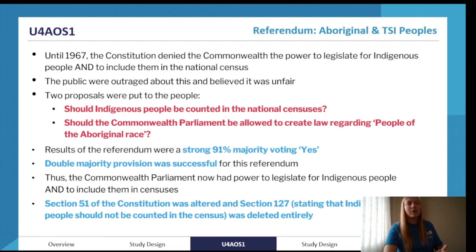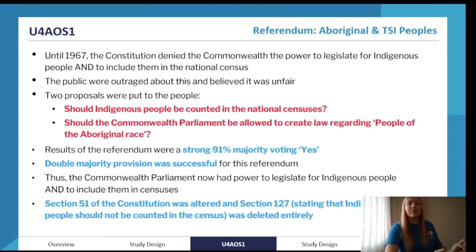They were even referred to as flora and fauna on the Constitution. Very, very awful stuff. And of course, when the Constitution was published in 1901, those colonial awful views were still a large part of the society. Therefore, the Constitution reflected those views, unfortunately. So, the second aspect, so not legislating for Indigenous people, and they would not be included in the national census. So they can't vote. They're not counted as part of the population, even.